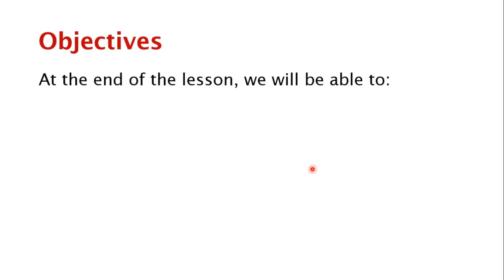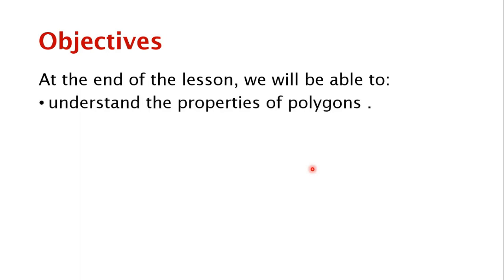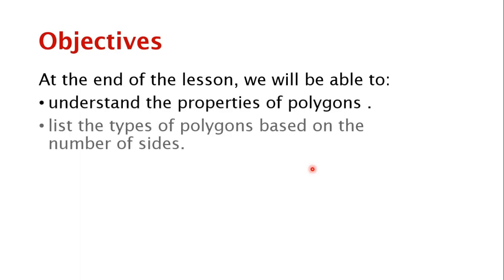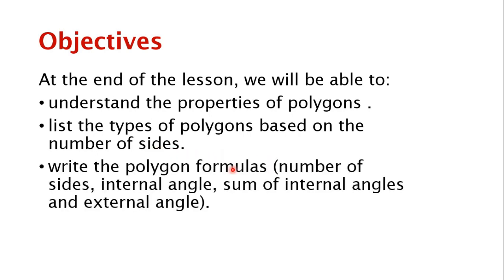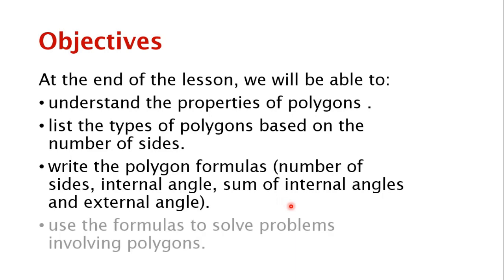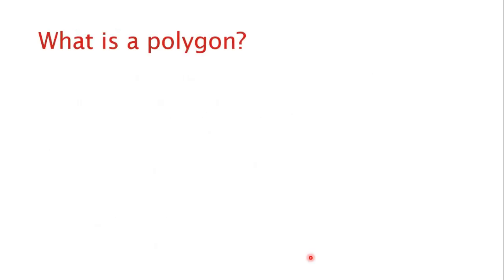At the end of the lesson, we'll be able to understand the properties of polygons. We are also going to be able to list the types of polygons based on the number of sides. Yes, we have types of polygons. We are going to know all of that. You're also going to be able to write polygon formulas based on the number of sides, the internal angle, sum of internal angles, and then external angle. We'll also be able to use the formulas to solve problems involving polygons.